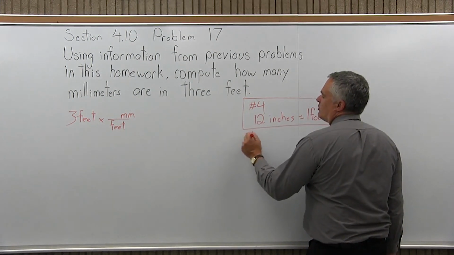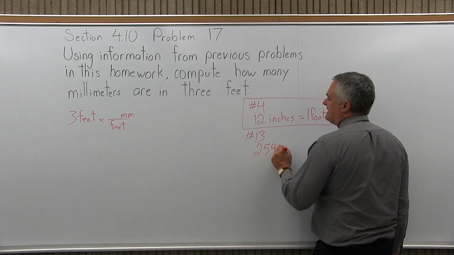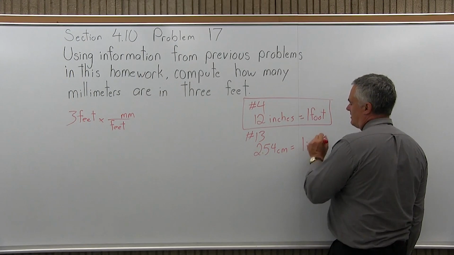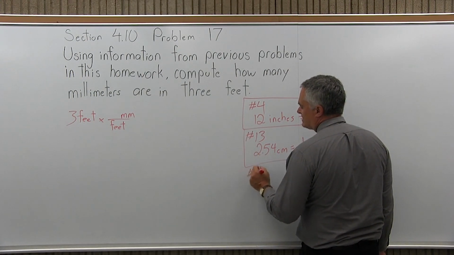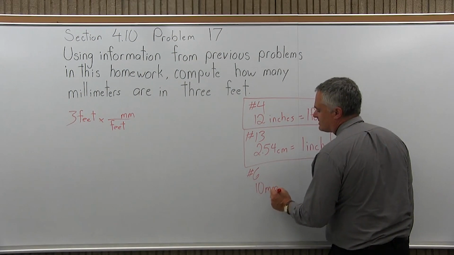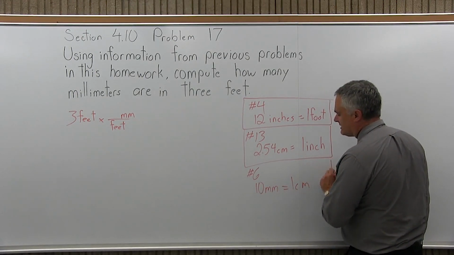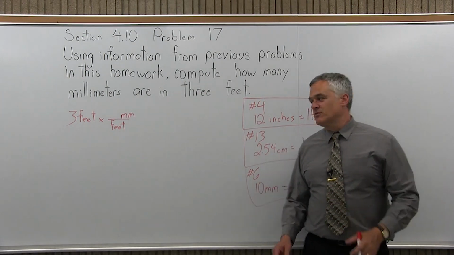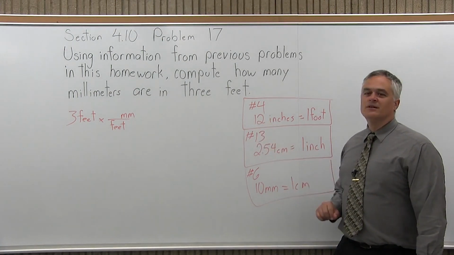Then in problem number 13, it also says that 2.54 centimeters equals 1 inch. We'll use that. I'll write it inch. And in problem number 6, it also says that 10 millimeters, I'm going to use mm as a standard abbreviation, is equal to 1 centimeter. Again, cm for centimeter is a standard abbreviation. So this is some of the previous information, other homework problems in this section, that we're going to use to go from feet to millimeters.